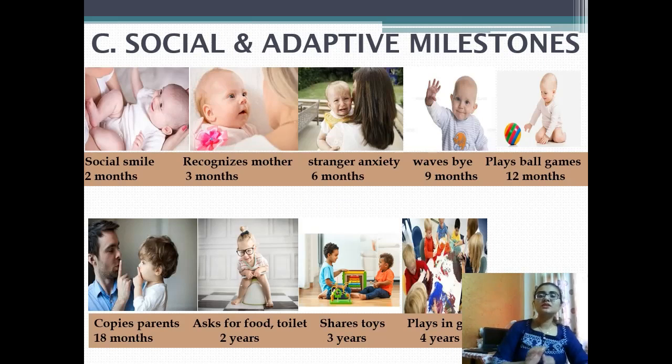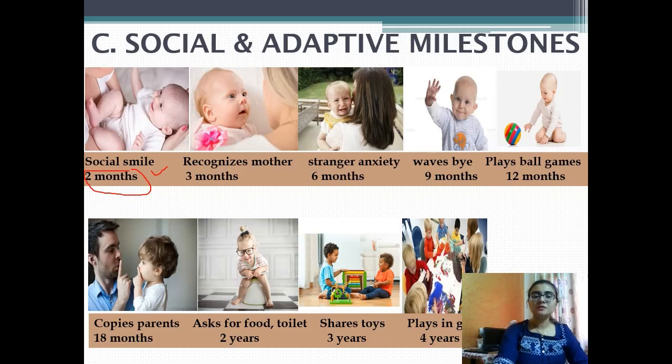These are the social and adaptive milestones. Third is social and adaptive milestone. First we discussed gross motor skills, then fine motor skills. Here you can see how the baby interacts socially with the people or with family. The baby develops a social smile by the age of 2 months. Social smile is whenever you call a child, he smiles at you, whether you are known to him or not. Whether you are close to him or not, whenever you play with him, he smiles at you. That is social smile, and it comes at the age of 2 months.